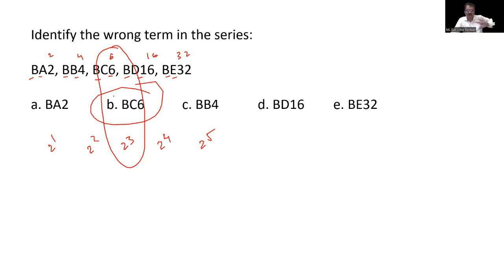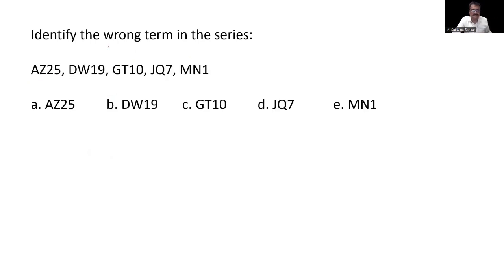Clear? So all are satisfied: 2 power 1, 2 square, 2 power 4, 2 power 5, except one. If instead of 6, 8 is there, that is the correct sequence. But here 6 is there, so this is not correct.